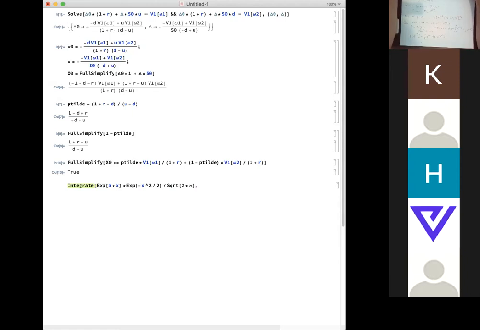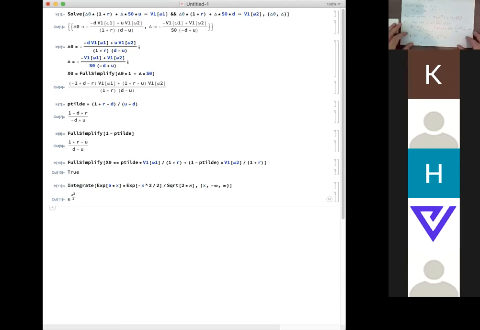And I want my x's to go from minus infinity to infinity. That's what I'm interested in. What could this integral be? Mathematica says it's the exponential of a squared divided by 2. Okay, so Mathematica can do that.